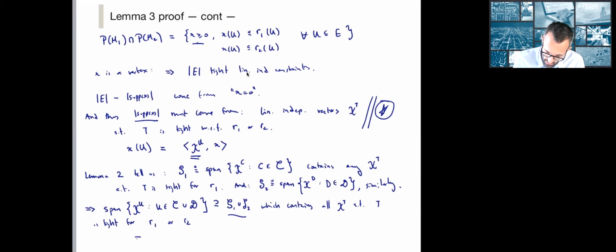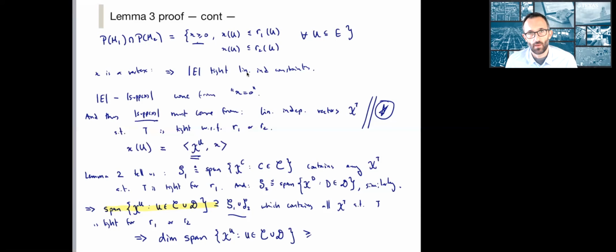So the conclusion is that the dimension of the span of chi u, where u is in C or in D, has to be greater than or equal to the number of linearly independent vectors in S1 union S2, which by virtue of the fact that X is an extreme point, is at least support X. And this is what we wanted to prove.